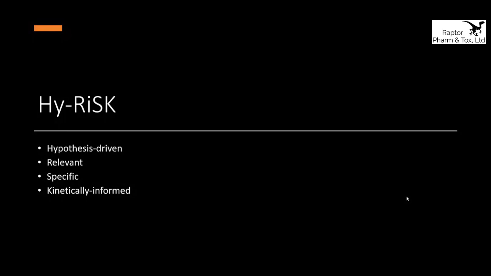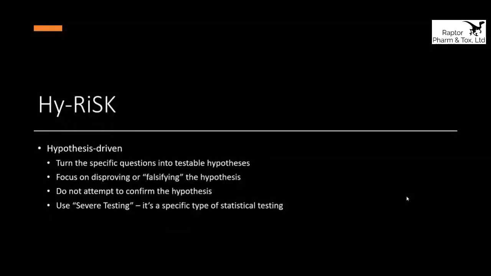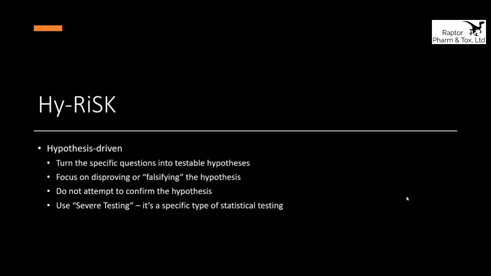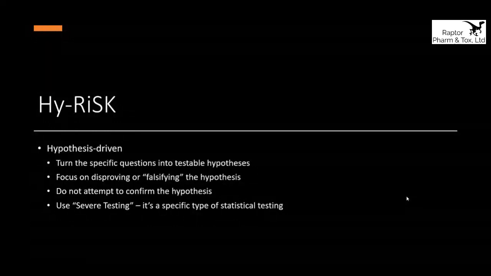And when I say hypothesis, and I'll explain these in a little bit, the key here is we need to be trying our hardest to what we call falsify the hypothesis, or to prove that the hypothesis is actually false. We need to make sure that our risk assessments are relevant, they're specific, and kinetically informed. So what do all these things mean? I touched on the hypothesis-driven just briefly. Turn specific questions that are driving the risk assessment into testable hypotheses and focus on disproving or falsifying the hypothesis. And we don't want to attempt to confirm the hypothesis.